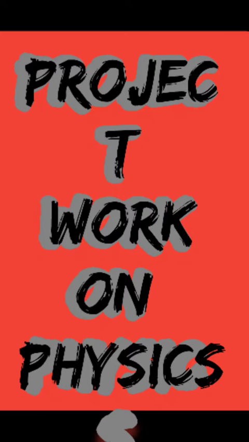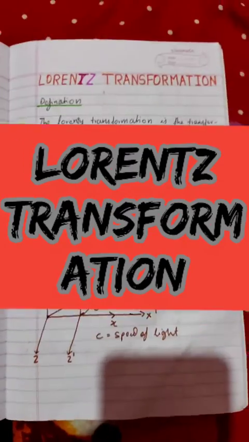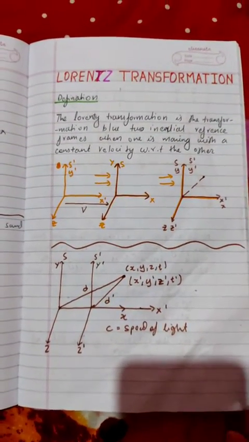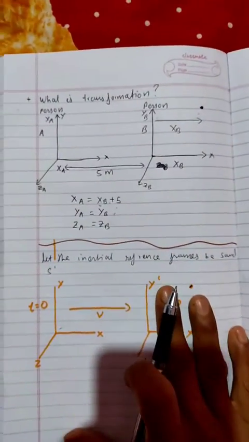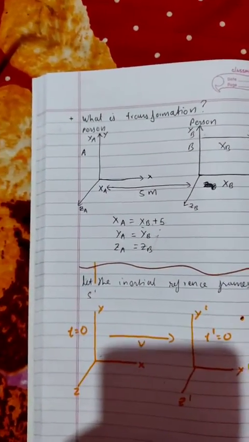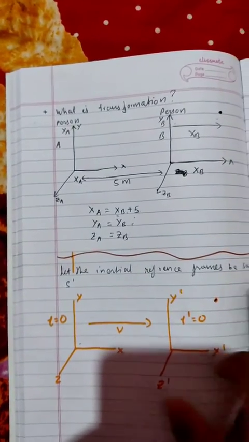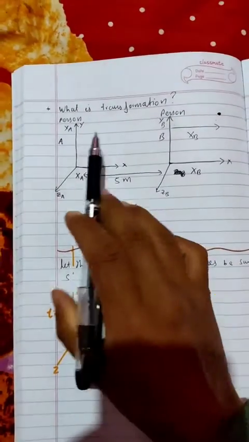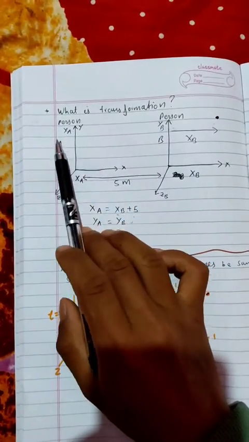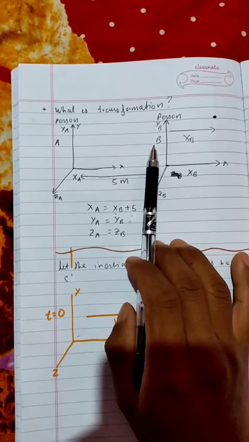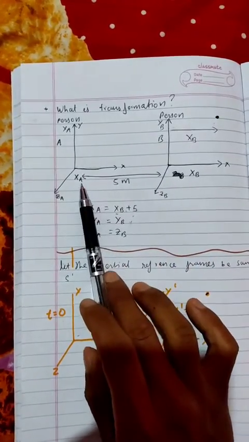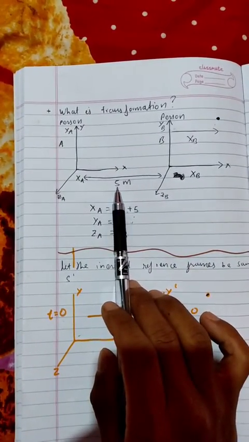So in this video, I will explain Lorentz transformation. First of all, we should know what is meant by transformation. Here you can see portion A and portion B, which are separated by a distance of 5 meters.